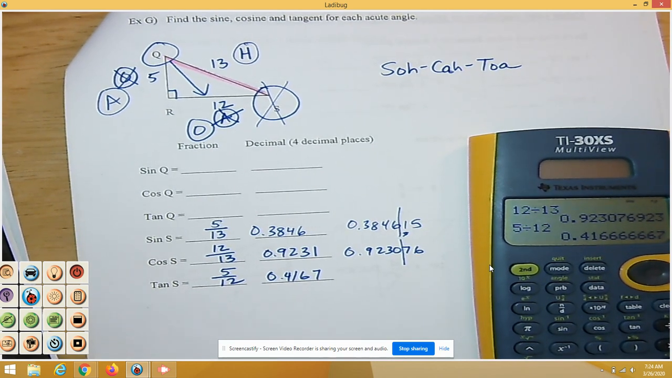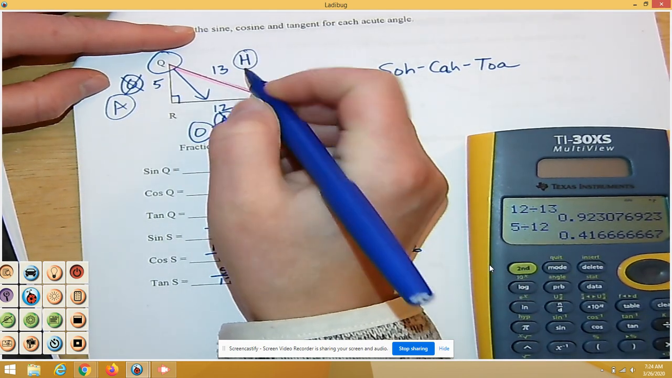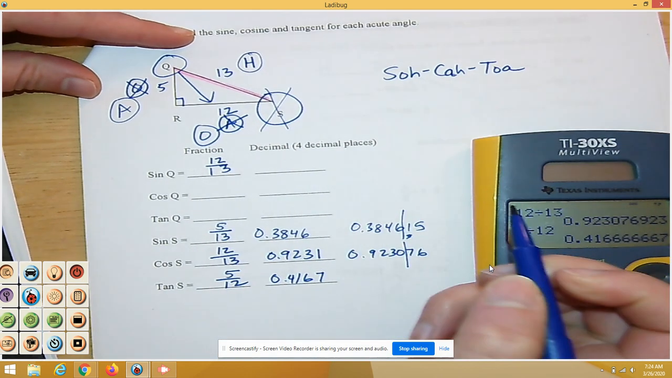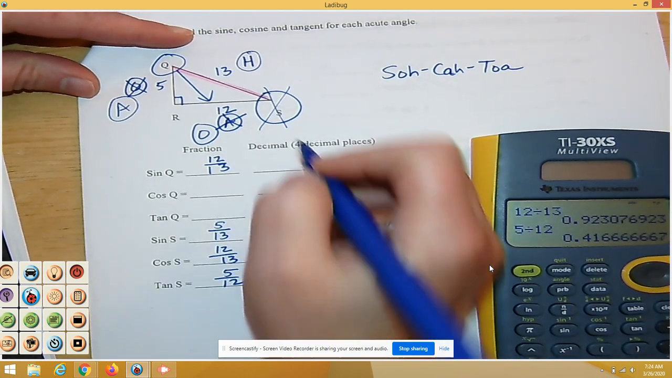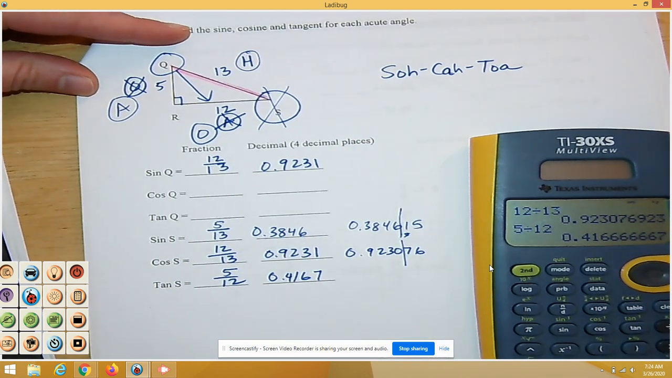Okay, so I'm going to do the ratio of the opposite side to the hypotenuse. That's going to be 12 over 13. And then I actually already did that. Holy cow. So that's going to be 0.9231. Did you recalculate it, or did you realize you already had it? Okay, hopefully you realize you already had it.